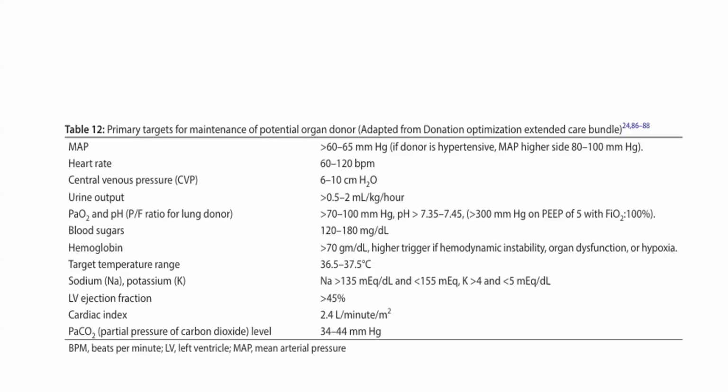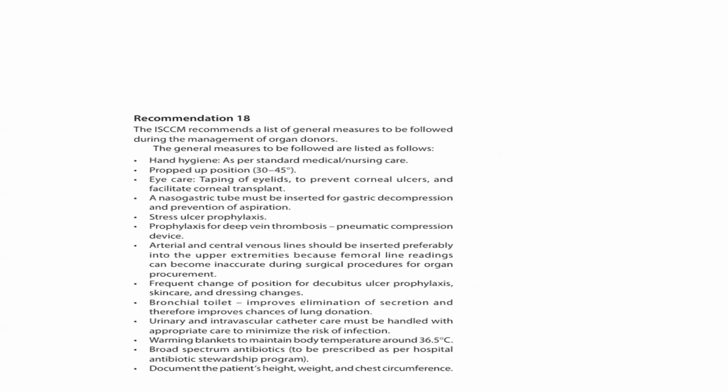Hemoglobin should be more than 7. Target temperature range should be between 36.5 and 37.5. Sodium should be more than 135 and less than 155. Potassium should be more than 4 and less than 5. LV ejection fraction should be more than 45%. Cardiac index is equal to 2.4. PaCO2 is 34 to 44.